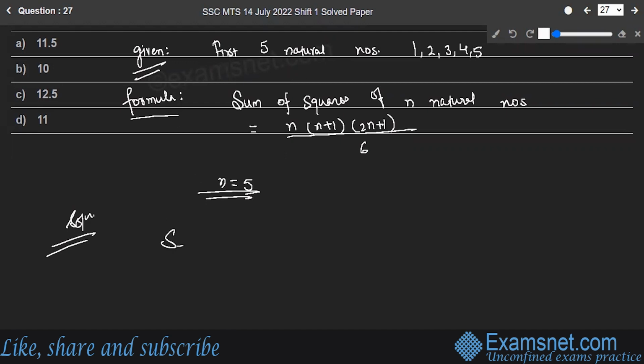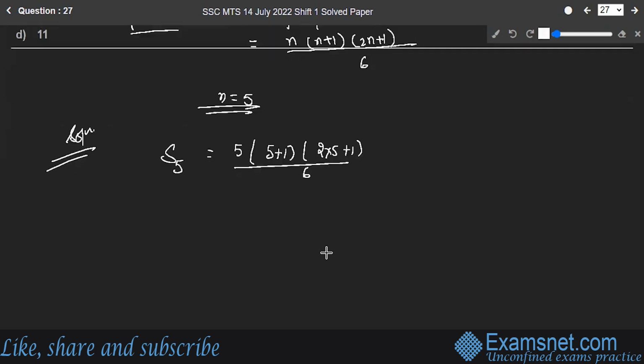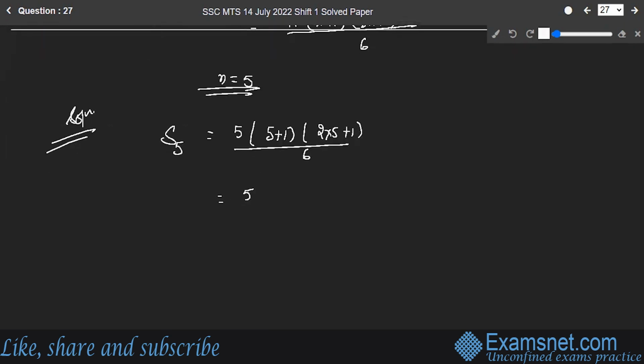So the sum of squares of the first 5 natural numbers is given by 5 into 5 plus 1 into 2 multiply 5 plus 1, whole divided by 6. This gives you 5 into 6 into 11 upon 6, or this is equal to 55.